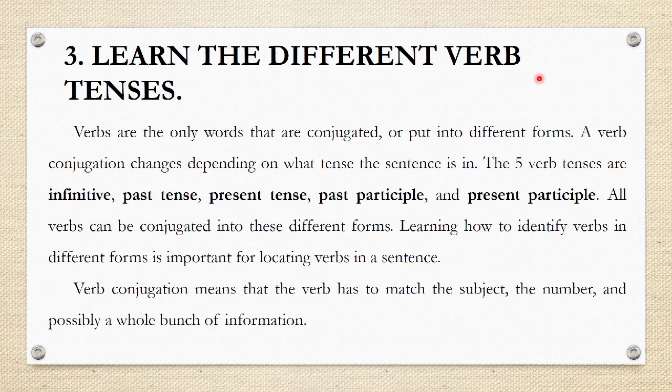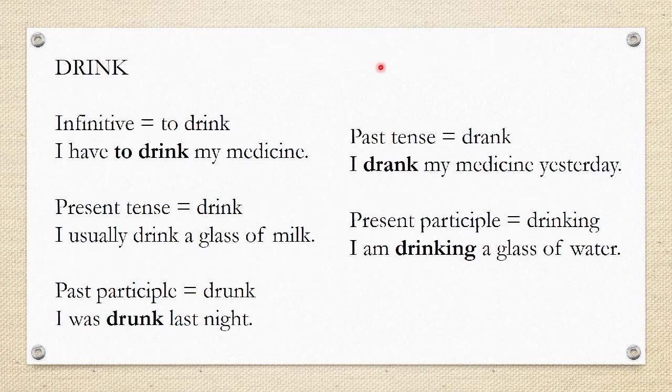So verb conjugation means that the verb has to match the subject, the number, and possibly a whole bunch of information. So here is an example word. The word drink is being conjugated to different tenses. Here we have first the infinitive of the word drink. The infinitive form is to drink. So use it in a sentence. I have to drink my medicine. So to drink here is our verb because it is in the infinitive form.